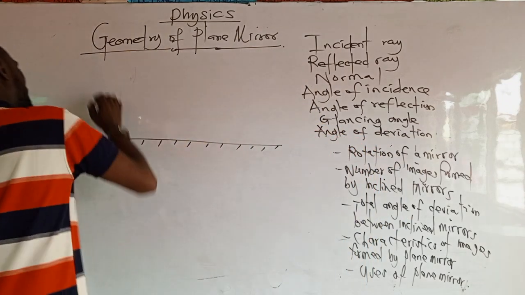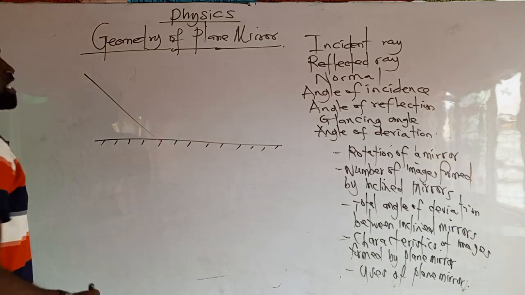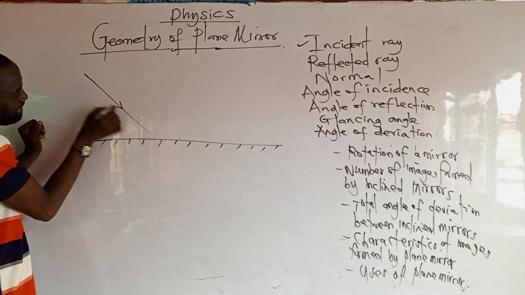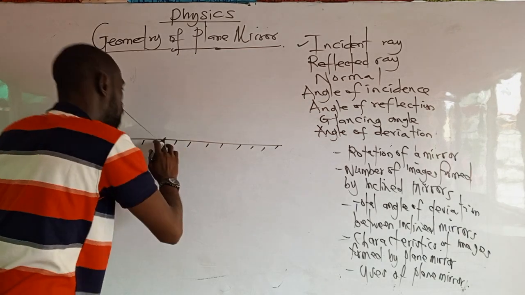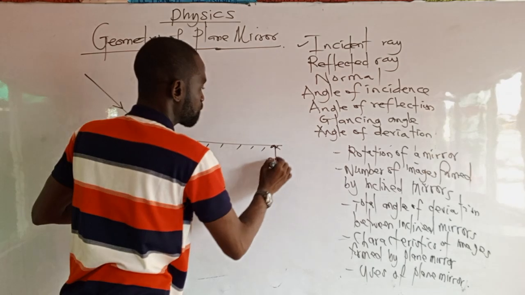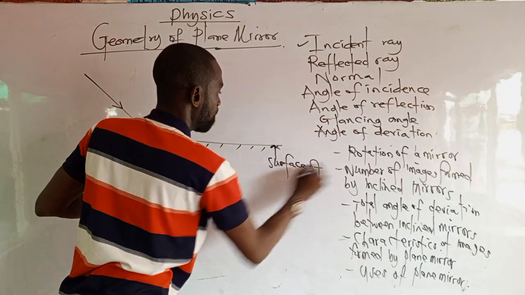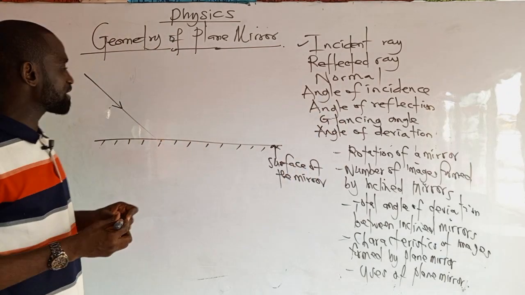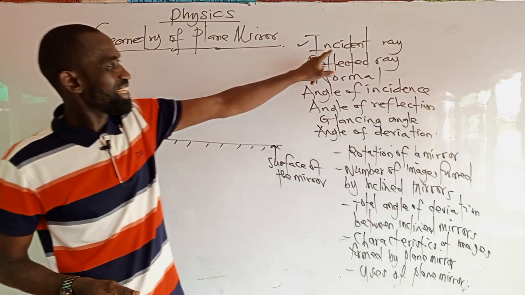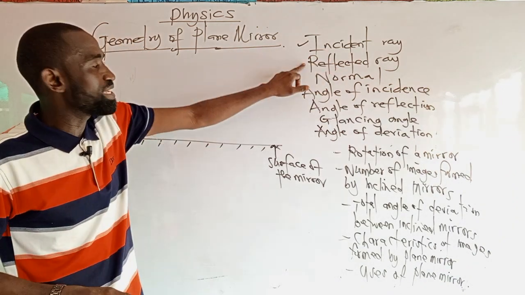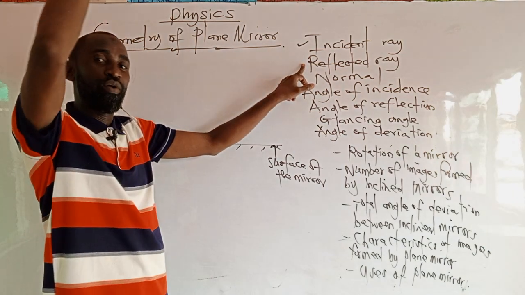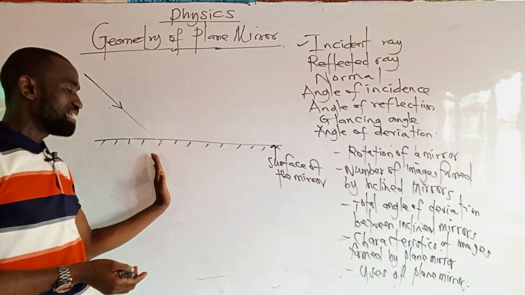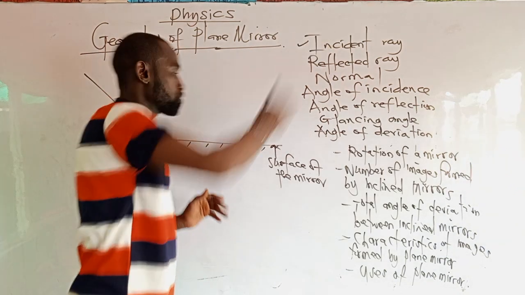So the ray that strikes the surface of the mirror is what we call incident ray. That ray that hits or strikes the surface of the mirror. This is the surface of the mirror. So the ray that strikes the surface of the mirror is what we call incident ray. Are you with me now? So that ray that leaves the surface of the mirror is what we call reflected ray. So this incident is coming in, the reflected going out.